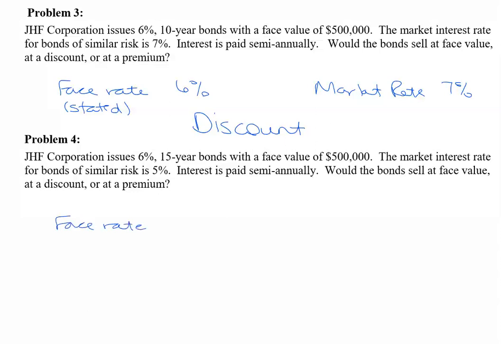And then problem 4 says that we still have face rate, sometimes called stated rate, of 6%, and we have a market rate of 5%. Well, now the stated rate is higher. So investors who purchase this bond will have a higher return than if they purchased a similar bond from another company. That means we can charge more for our bond because they'll get a higher return. So this is issued at a premium.